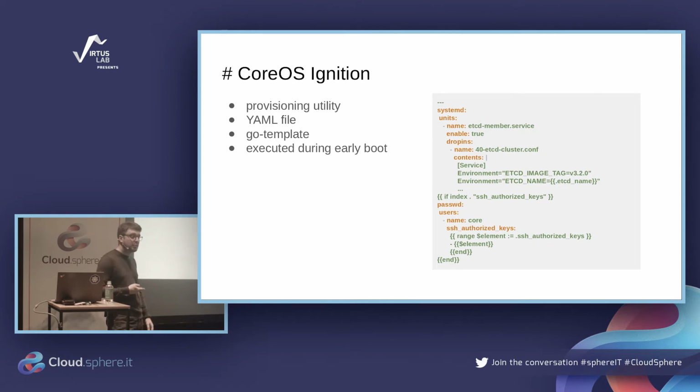Ignition is a provisioning utility for Container Linux. It's based on a YAML file, which is actually a Go template, which can be rendered with some configuration files. It has a bunch of systemd services, which start Docker containers. We can provide static files. It can even partition your disk because it's executed during the early boot process.